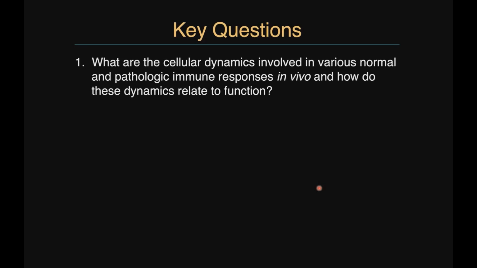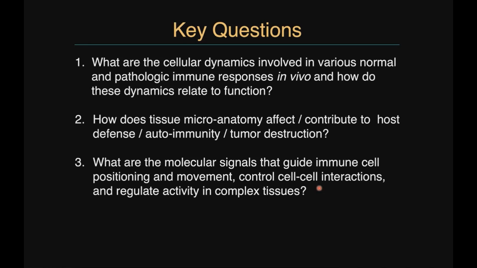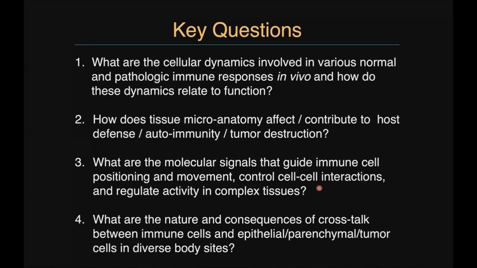For example, what are the cellular dynamics that are involved in normal, but also pathologic immune responses in vivo, and how do those temporal or spatial or dynamic components relate to function? How is tissue microanatomy, the organization especially of lymphoid tissue, involved in promoting host defense or autoimmunity or immunodeficiency or tumor destruction? What are the molecular signals that guide the positioning of these cells and their interactions and their effector functions? And what happens as the immune system is interacting with epithelial or parenchymal or tumor cells in diverse body sites?